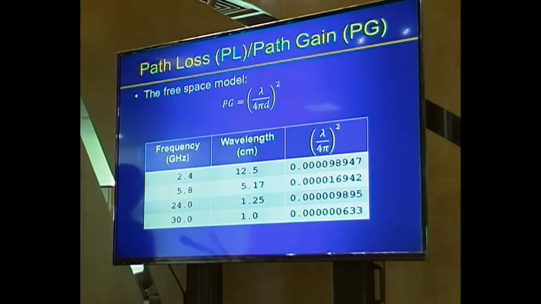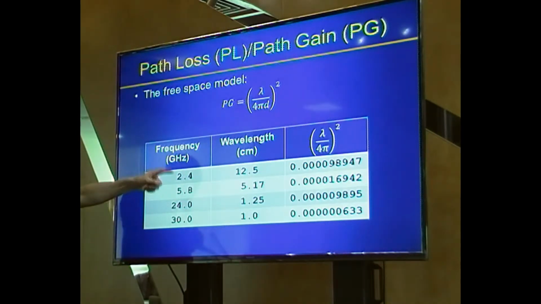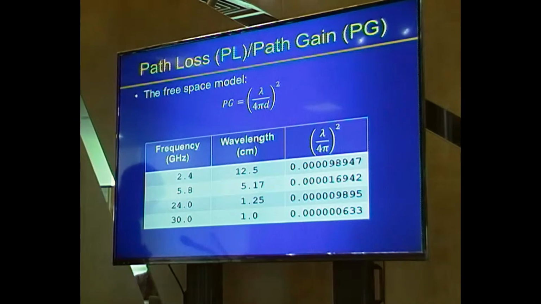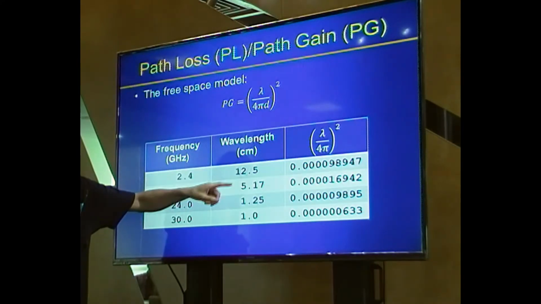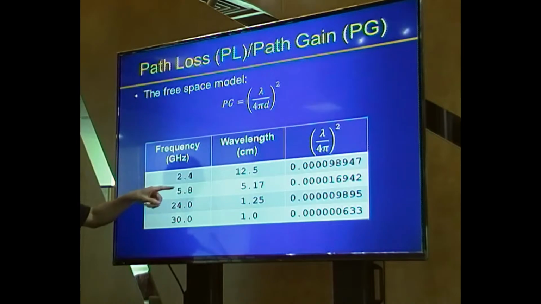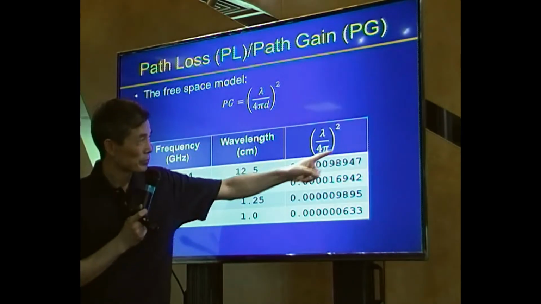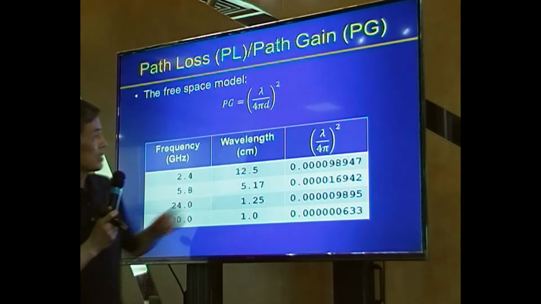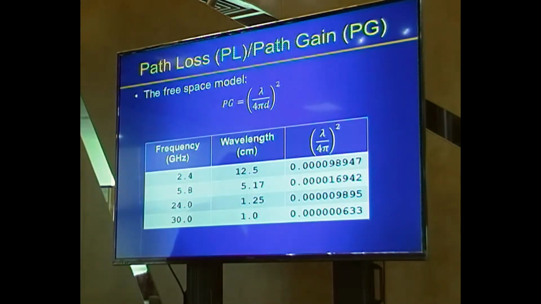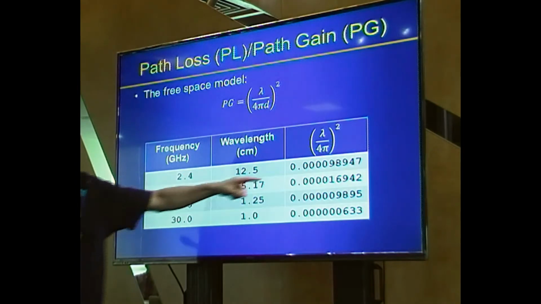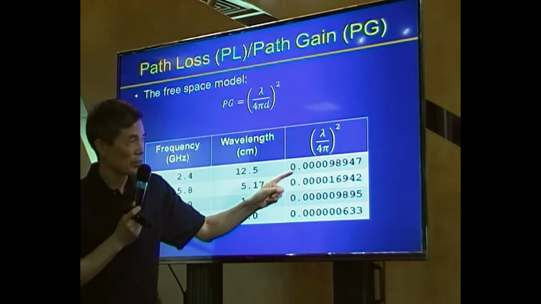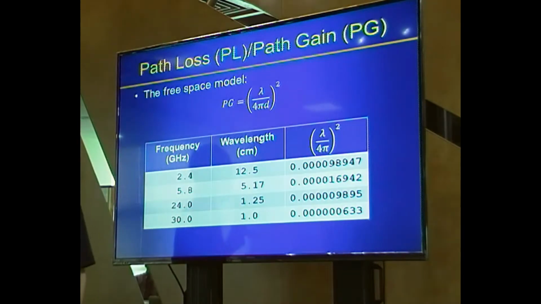Just to give you some idea, we know that currently we're using like 2.4 gigahertz, like in the cellular phone, or 5.8 gigahertz, especially in Wi-Fi, right? And we know the wavelength is inversely proportional to frequency. So as the frequency increases, the wavelength decreases. And for this term, we just set d equal to 1 meter. So what does that mean? It means that if you have an antenna somewhere, and 1 meter away, if your frequency is 2.4 gigahertz, then the power at that 1 meter away is only this much times your transmitted power. It's very, very small, right?